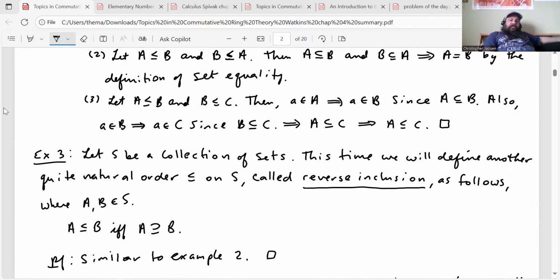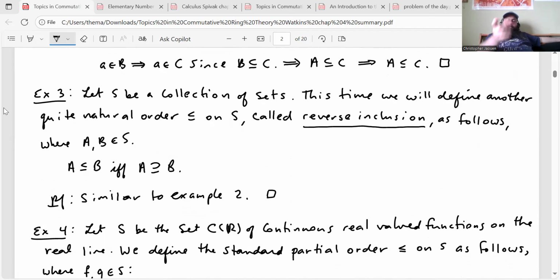Example 3 is very similar to the second example. Let S be a collection of sets. This time we will define another quite natural order on S called reverse inclusion as follows, where A, B are sets in S: A is less than or equal to B if and only if A contains B, or A is a superset of B. The proof I skipped because it's extremely similar to the one I just did in example 2, but you should try it yourself, et cetera.